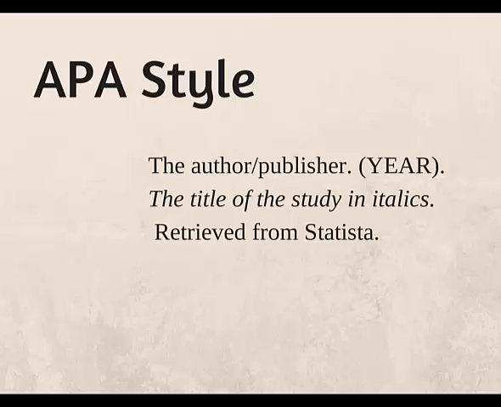APA. You'll start with the name of the author or the publisher if there's no individual author listed. Follow the name with a period, and then the year the information was published in parentheses, followed by another period. You'll then list the title of the study in italics.